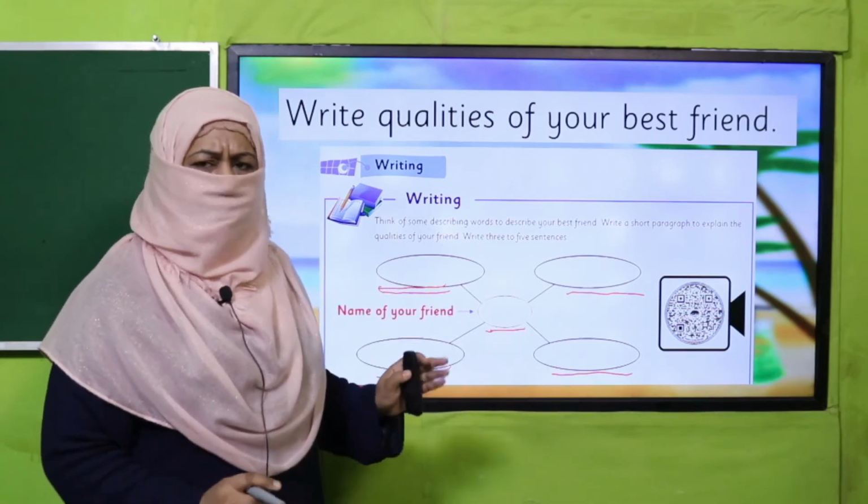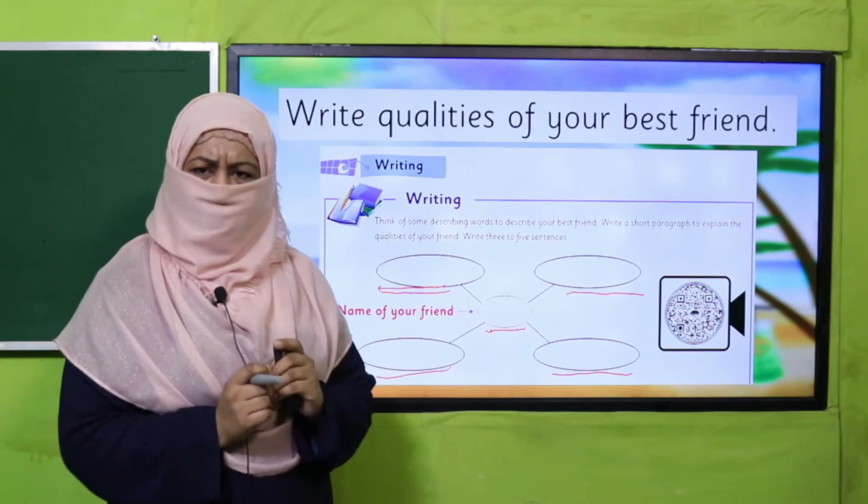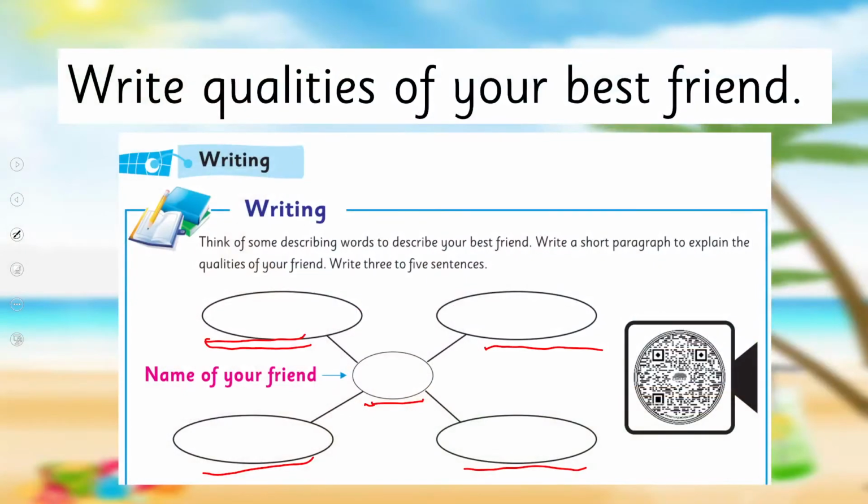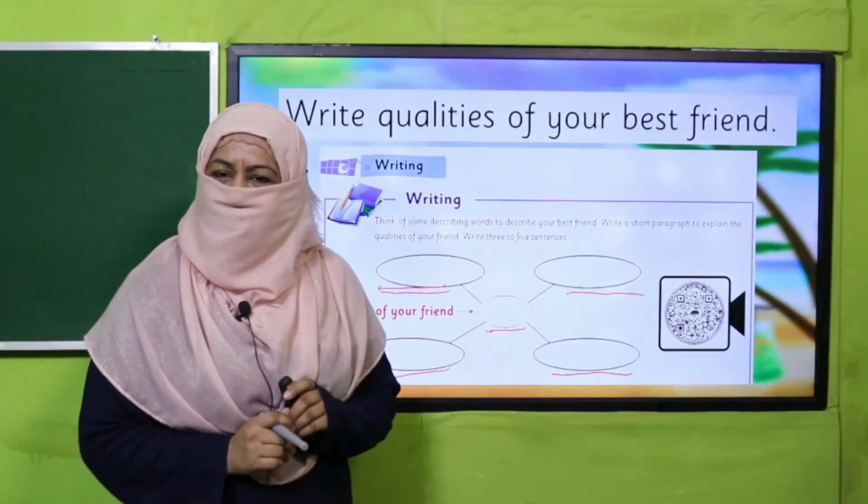Okay, so pause the video, all of you think about the qualities of your friend and complete this chart in your book, and then come back. Yes, my dear children, are you done with it?